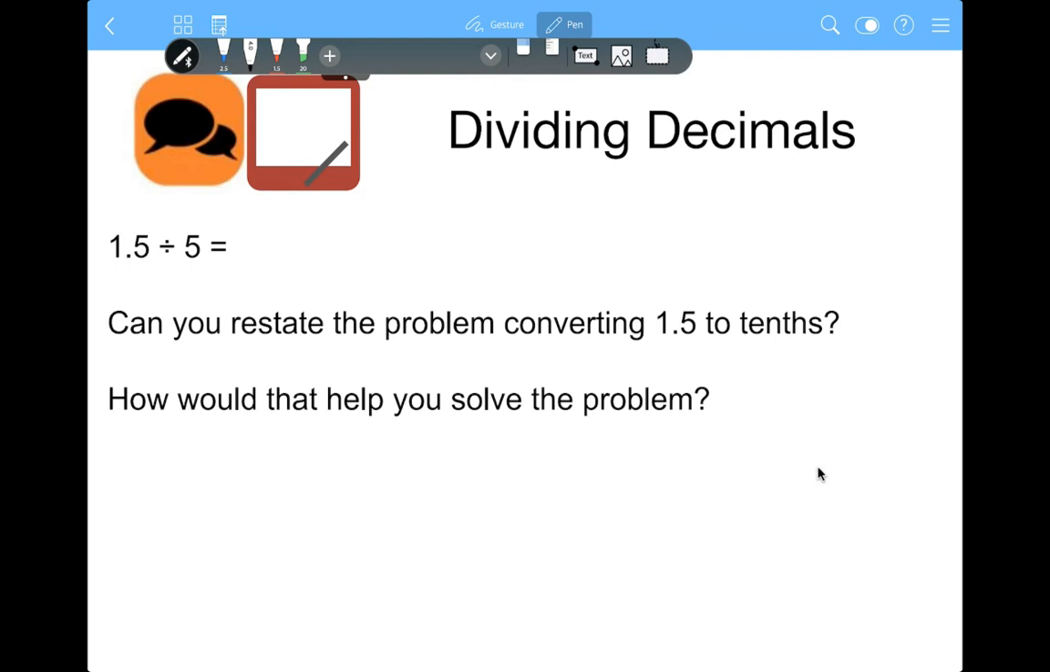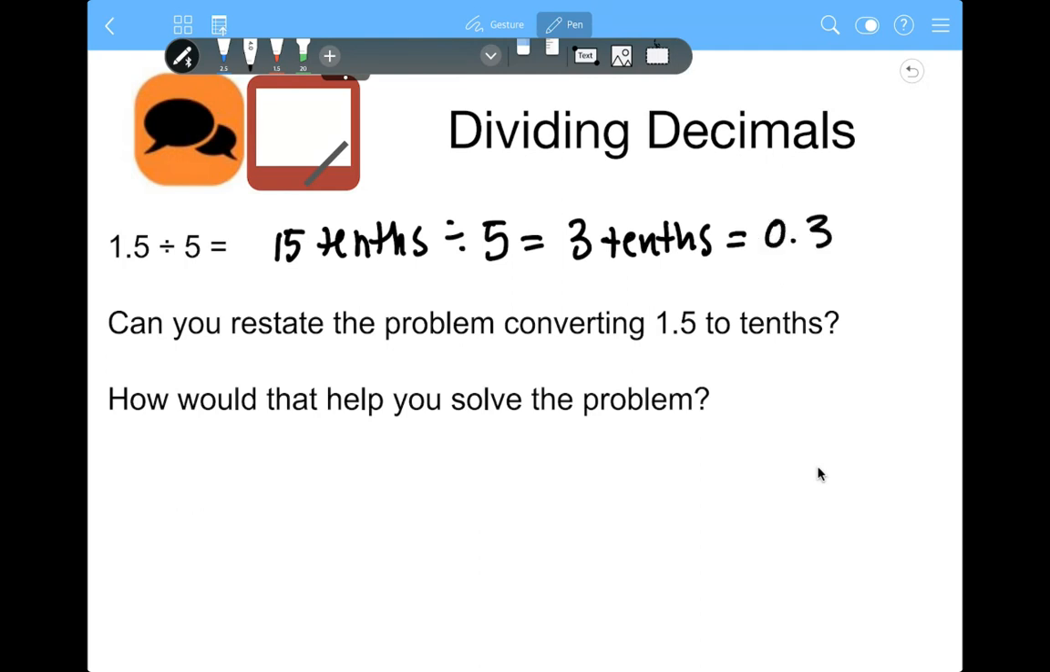Okay, so if I have converted this to tenths, that means that I now have 15 tenths divided by 5 here. We know that 15 divided by 5 is 3. So if I divided 15 tenths by 5, I have 3 tenths in each group of 5. And then I can write that as a decimal, 0.3. So it helps me solve the problem by taking out the decimal and then putting it back in at the end so that I don't have to worry about decimal place while I'm dividing.